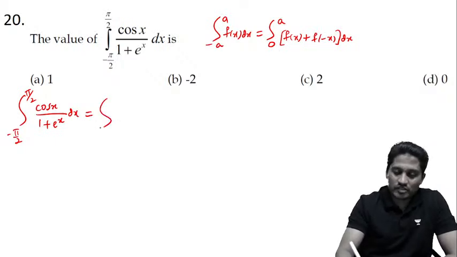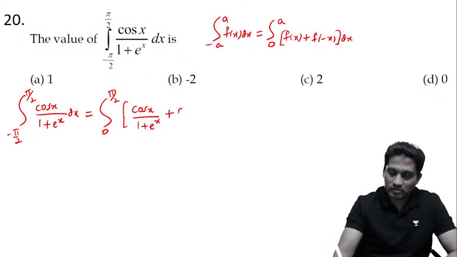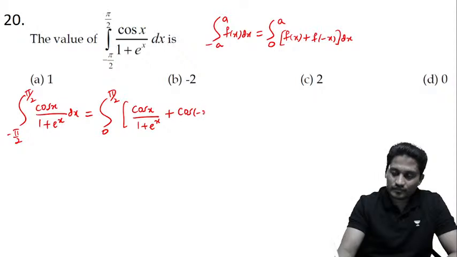Okay, now this is the integral from 0 to half. f of x will be equal to cos x divided by 1 plus e power x. And f of minus x will be equal to cos of minus x divided by 1 plus e power minus x dx.